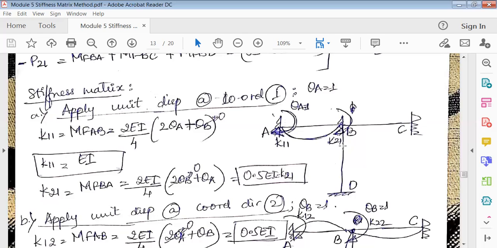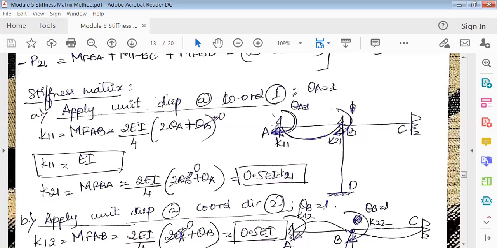So K1, K2 represents the coordinate direction. The next number indicates that it is K11, K21, because you're applying the moment in the first coordinate direction. So it is K11, K21. Once you get this, next, as usual, you have to find K11 and K21. K11 is this portion, that is MFAB. So MFAB is equal to, you have to put the slope deflection formula, that is 2EI by L, and from A to B, so 2 times theta A plus theta B.